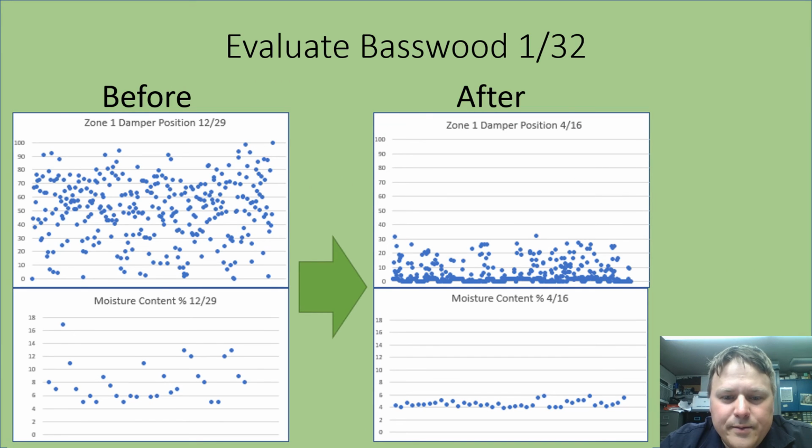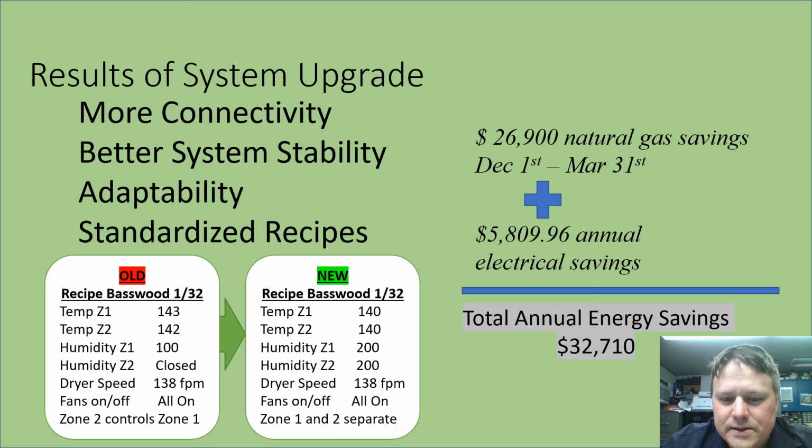You can see here the before and the after. So the before is before we made these changes and we were just monitoring the system to see how it operated. After, you can see we have much more stability. The damper is now under control, and it also related to the output of the dryer, which is the moisture in the veneer. The moisture in the veneer is now also much more stable. So the results of this system change: more connectivity, better system stability, adaptability, and standardized recipes. This equated to energy savings of about $32,000 annually.